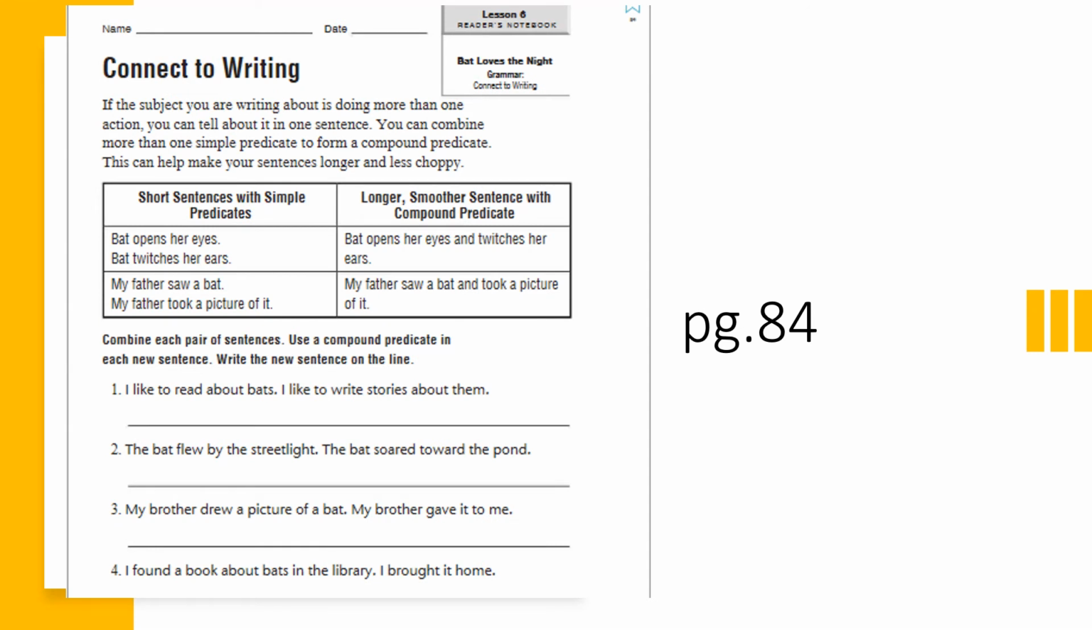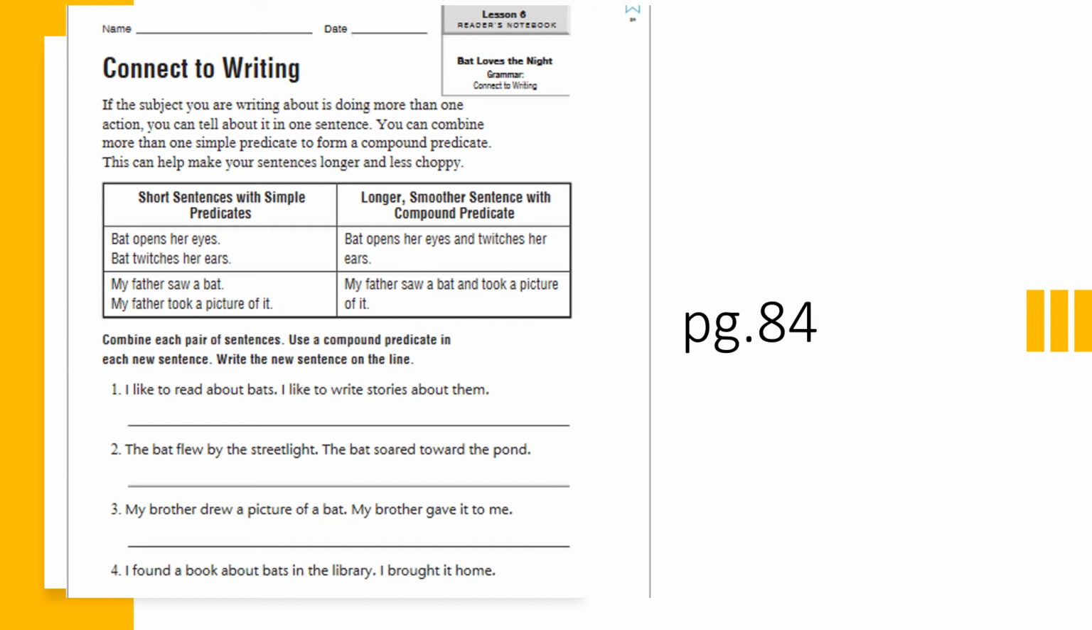This is also a very important page, page 84. We talked about this in class. Sometimes we have a simple sentence which has a compound predicate. That means we have one subject that is doing 2 or more things, 2 or more actions. So, we can write like little kids, with them in separate sentences: Bat opens her eyes, bat twitches her ears, but that's not for grade 3 or grade 4 level.